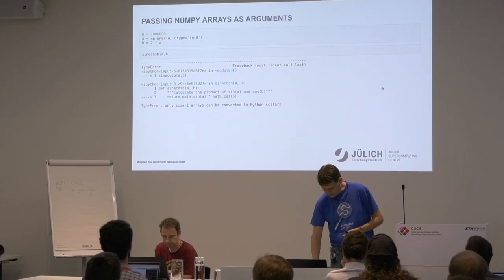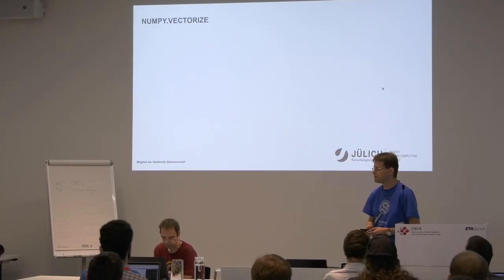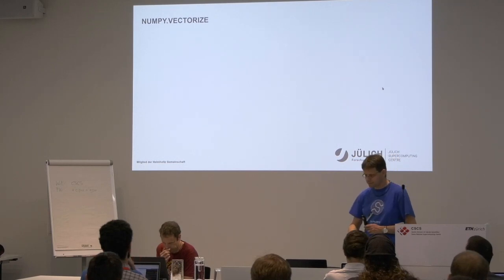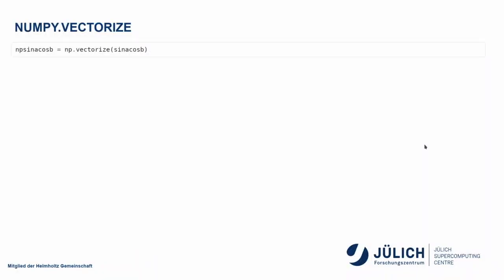But I would like to use it in a vectorized version. Here comes NumPy vectorize to the rescue. It's applied like this. It actually is a function that takes a function as an argument and returns a function. In Python, these things are also known as decorators. Decorators do exactly this. And we'll get to decorators in just a second. All right, NumPy vectorize.